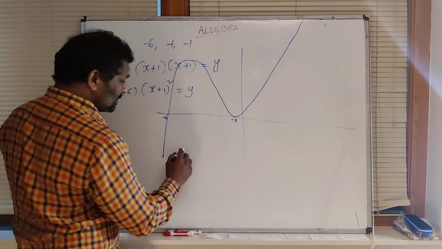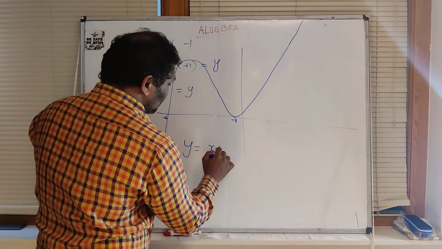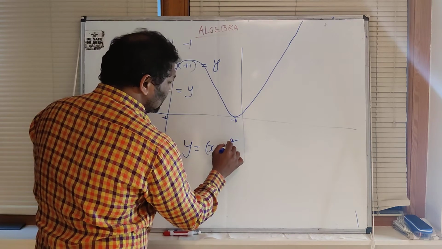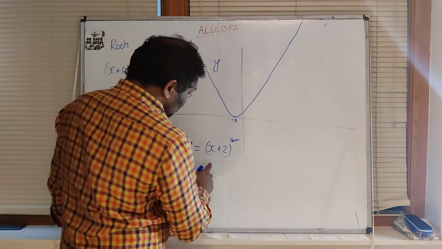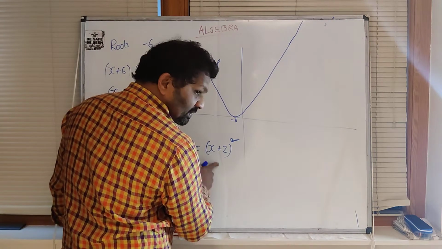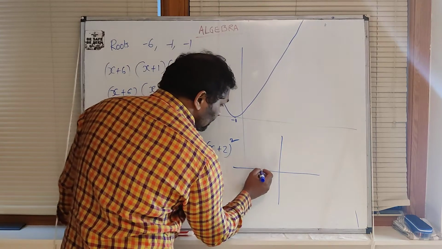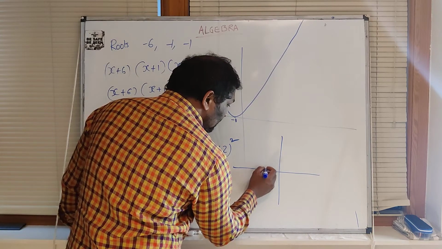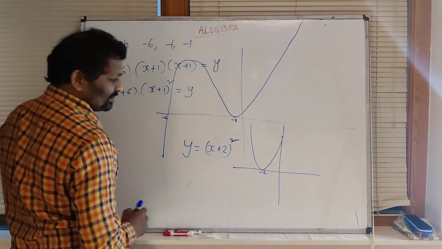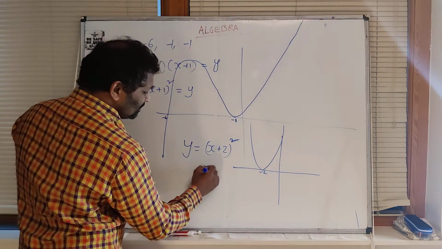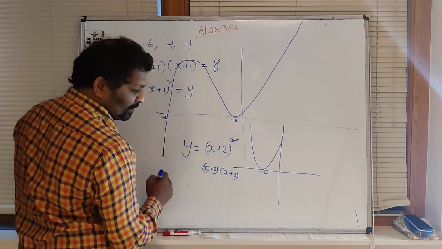Take any quadratic equation like y is equal to x plus 2 whole square. Is this a quadratic equation? It is a quadratic equation. Such equations will meet the x-axis at minus 2. That means it has two roots: x plus 2 is one root, x plus 2 is also another root. But it just touches there.